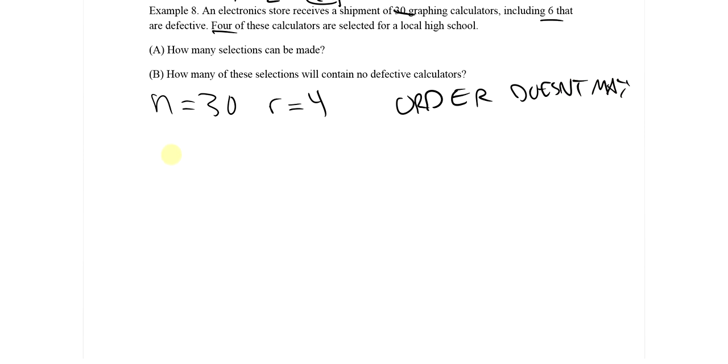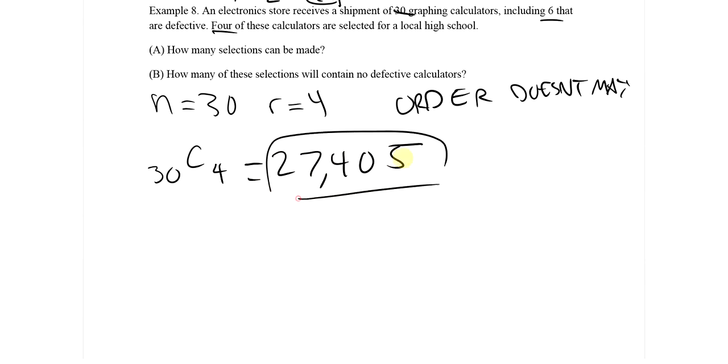So it's a combination. So we'll be doing 30C4, which is 30 times 29 times 28 times 27 divided by 4 factorial, and that comes out to 27405. And then that's part A. And part B, how many of these selections contain no defective calculators?